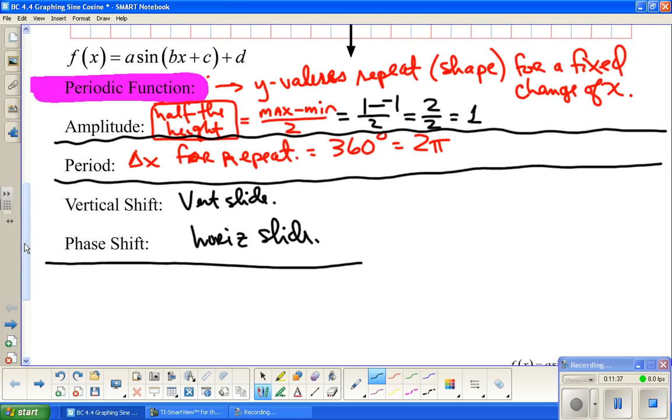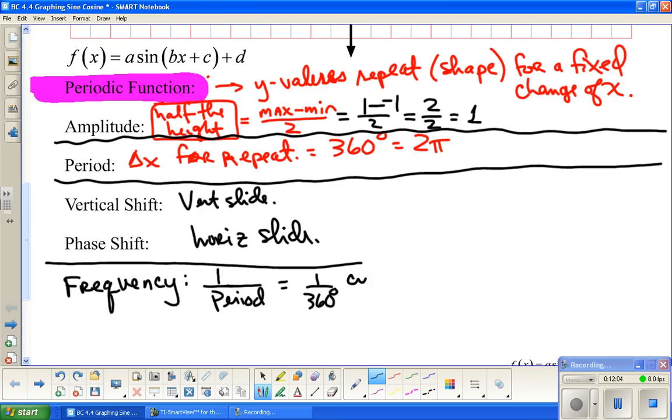One more word that I forgot to type in here, and that is frequency. That's with an E, not an I. Sorry, I tried to dot my E. Frequency. This is how often a cycle goes by. And basically, you can find it by just doing 1 over the period. So in this case, it'd be 1 over 360, and this would be cycles per degree. Or in radians, it would be 1 over 2 pi.